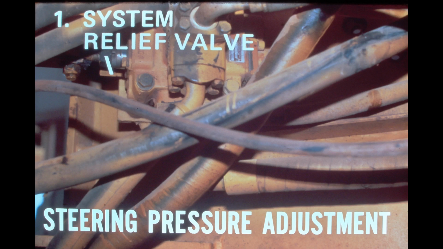For safety, the steering system pressure adjustment should be made with the engine shut off. Remove the nut from the relief valve adjusting screw. Turn the adjusting screw in 1/8 of a turn to increase the pressure. Start the engine and check the pressure. Repeat this procedure until you have the correct steering pressure.